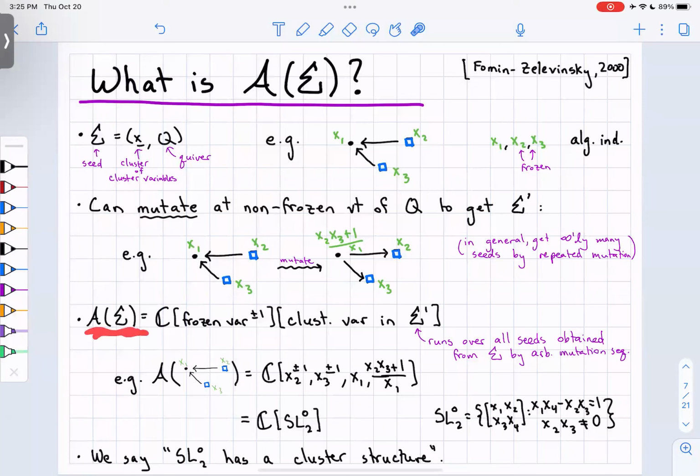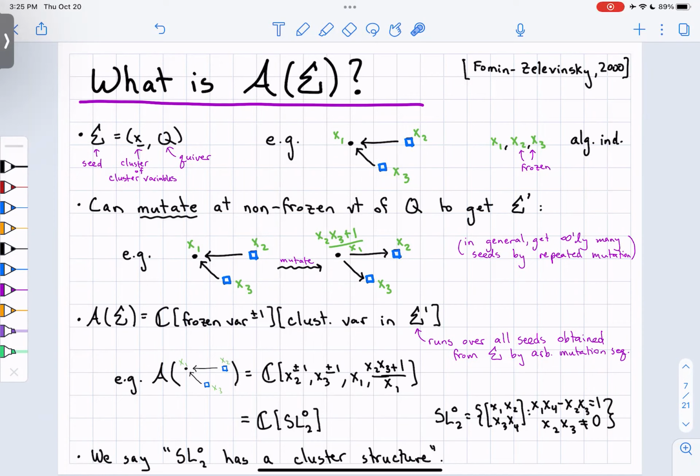So this cluster algebra is the C-algebra generated by frozen variables and their inverses, and all cluster variables that you got from your initial seed by doing arbitrary mutations. In general, this is a list of infinitely many generators. This is kind of a funny way to define an algebra. Usually we have a rather short list of generators and then maybe many relations among them, which may be quite long. Here you're defining your algebra using infinitely many generators, but the relations among them are all kind of short.